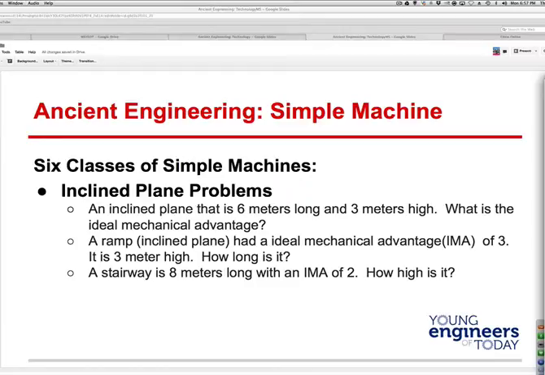Well, we don't know what the length is, but we do know the height. The height is 3. IMA is 3. If you do a formula, it's going to be 3 equals the length over 3. 3 times 3 equals L, or L, the length, equals 9 meters. Well done, folks.